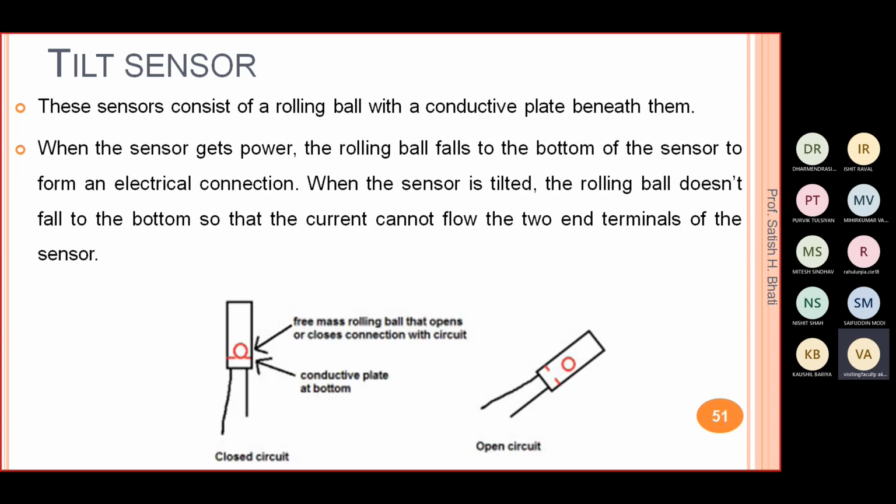Then if you see the construction of the tilt sensors we use nowadays, they use a ball kind of thing. The sensor consists of a rolling ball with a conductive plate. When you apply power to the sensor, the rolling ball falls to the bottom of the sensor to form an electric connection. Because of that, you can see in the figure on the right side the open circuit, with a red color ball and below it two red color lines.